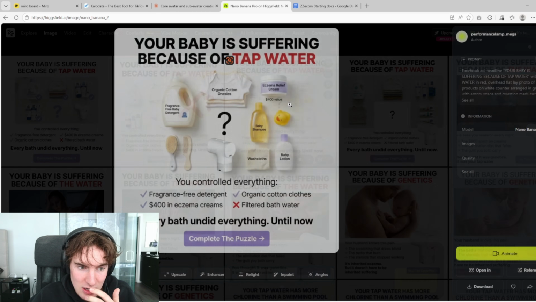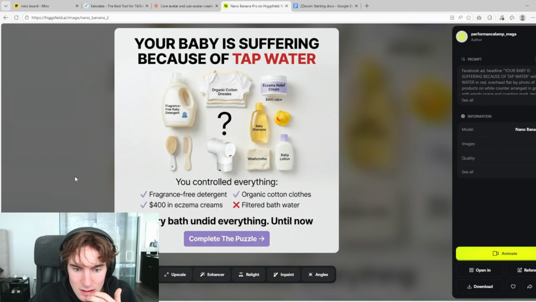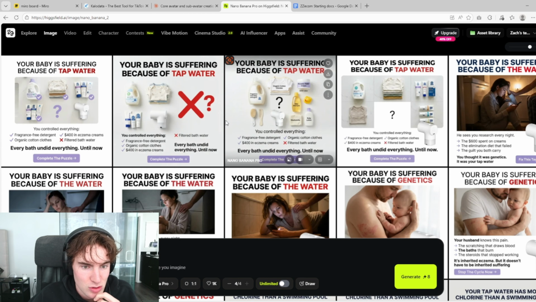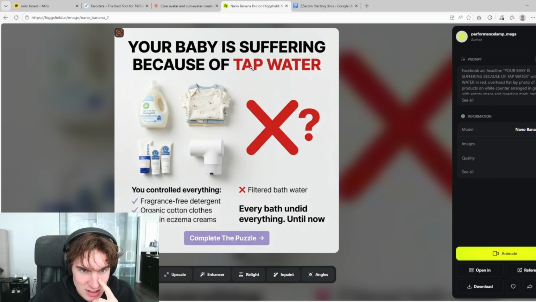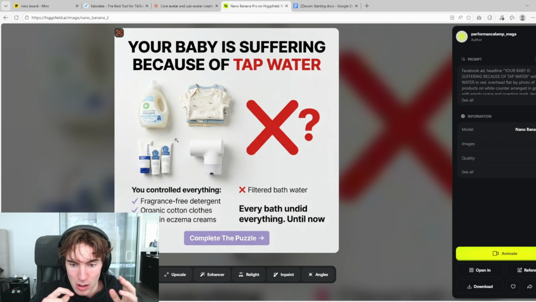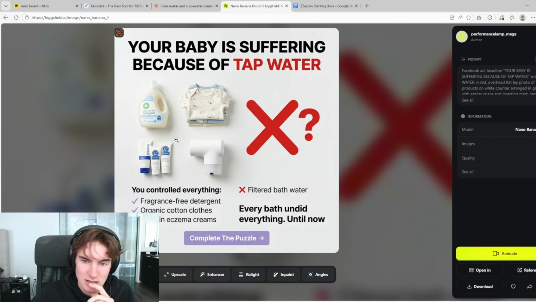Let's see what the other ones are. This one's actually pretty good. I like this one. I don't really like how the image is shown on this, it just looks kind of too all over the place. I really like this one so far. But then this one also does show the names. Your baby is suffering because of tap water. I kind of like this one because it's almost like a side-by-side comparison, where it's like you controlled everything, fragrance-free deodorant, organic cotton clothes, $400 in eczema cream, but every bath undid everything until now.